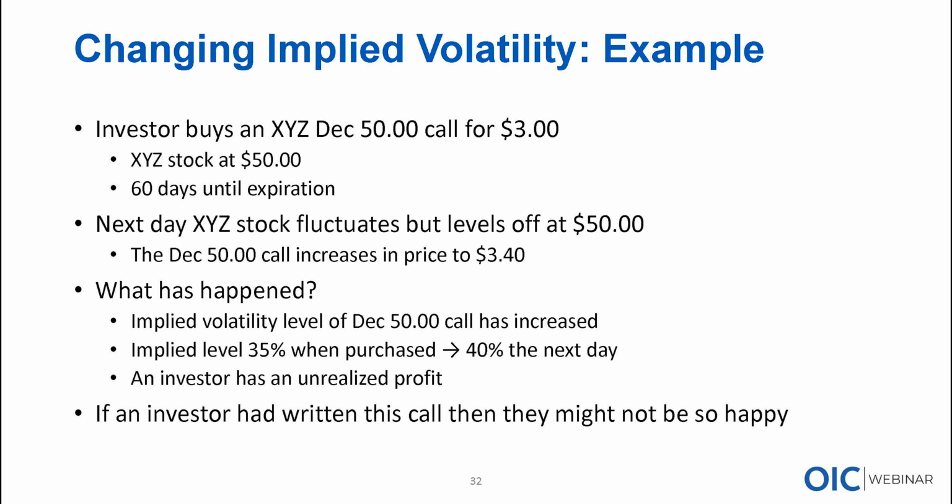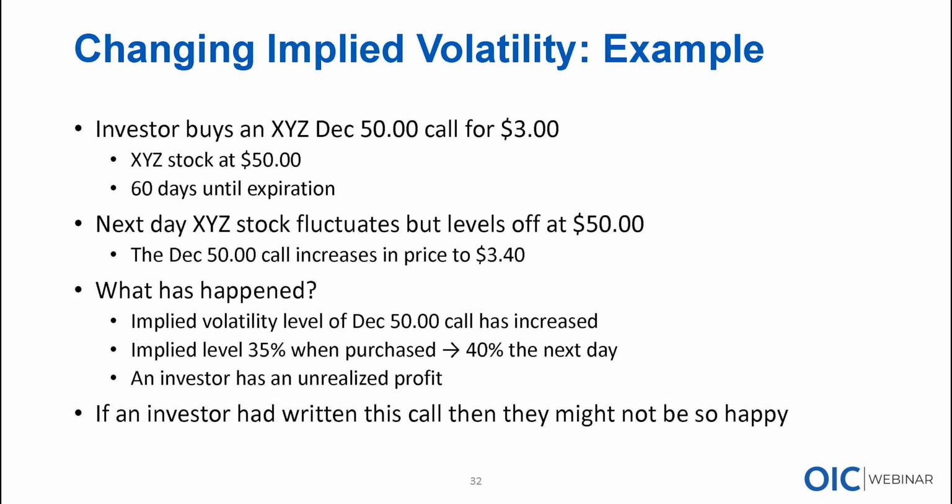So let's go ahead and move on and look at an example of vol. Here's our 50 strike call. It's trading $3. Stock is trading $50 as well, and we've got about 2 months until expiration. Well, the next day, the stock moves around a little bit, as in the example that I mentioned earlier, but at the end of the day, it's still trading $50. So the share price didn't change. It was trading $50 yesterday. It's trading $50 today. And yet the value of our option increased from $3 to $3.40. So our option increased more than 10%, and the market really didn't even move.